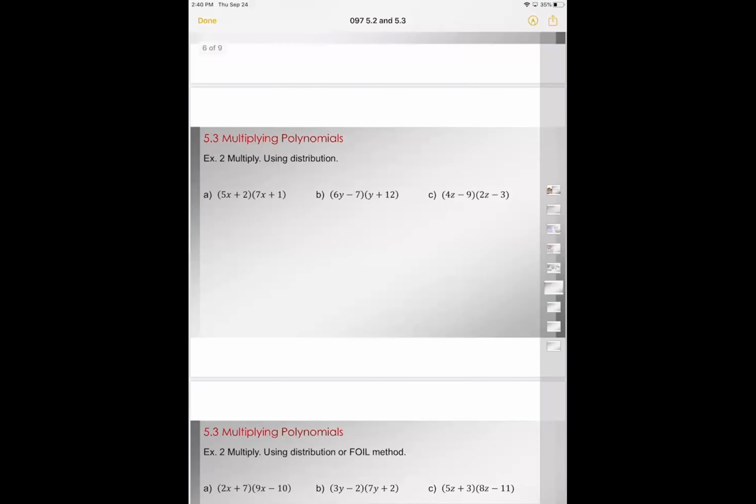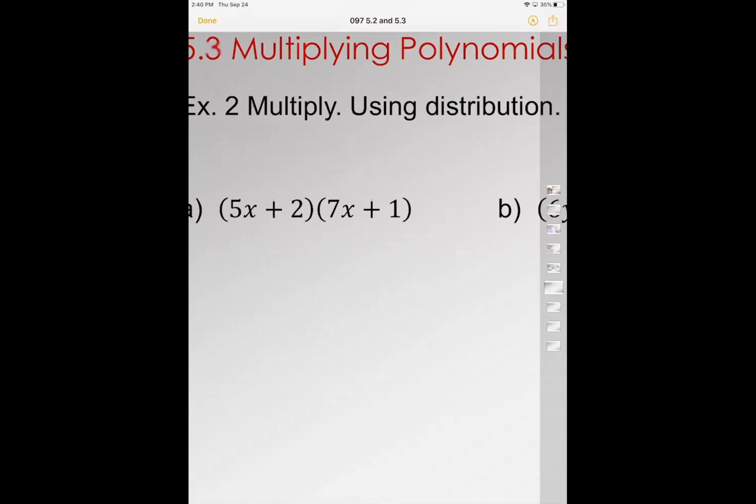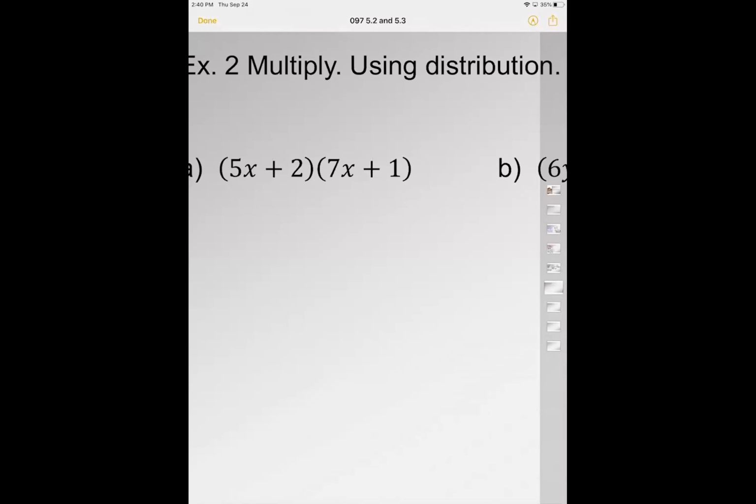So what we did earlier were a monomial times a monomial, a monomial times a binomial, and a monomial times a trinomial. That's what the previous 4 problems did, right? What is the difference in example 2? Well, in example 2, we have a binomial times a binomial, right? We have 2 terms here.